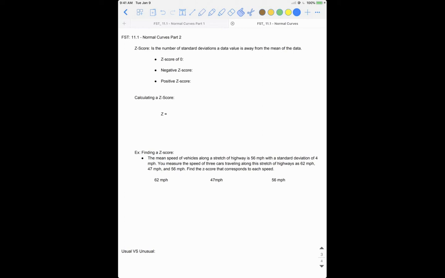So we'll start z-scores this week and we'll finish it the first part of next week. And then we'll have a little less math time for our last week of school next week. So let's get into z-scores.